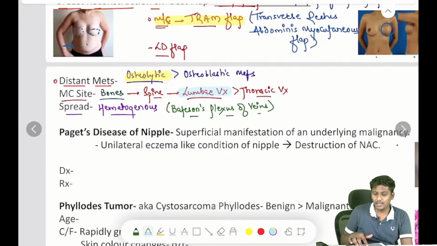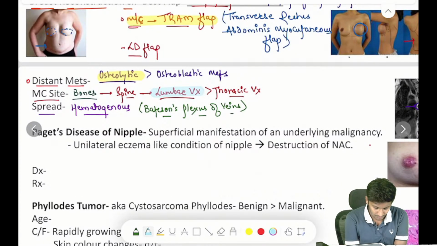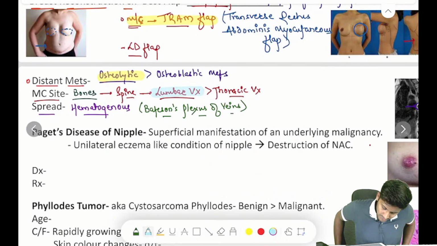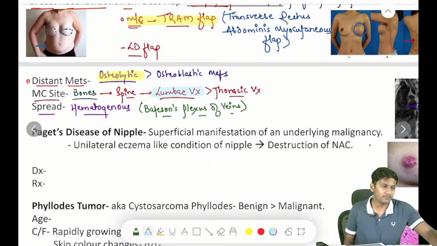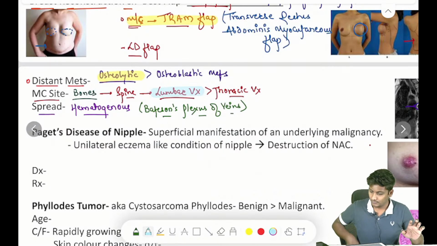Important is, can anybody tell me, everything remains the same? The most common route of spread, hematogenous, via Batson's plexus of veins. Most common site, bones. Where? Spine. Exactly where? Lumbar vertebra followed by thoracic vertebra. But only one thing changes. That is, more commonly it will cause osteoblastic metastasis, bone forming. What is that cancer which is going to cause all of this, but more commonly osteoblastic metastasis? Everything remains the same. Which cancer is that, children? Anybody?